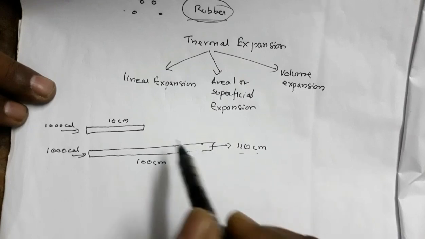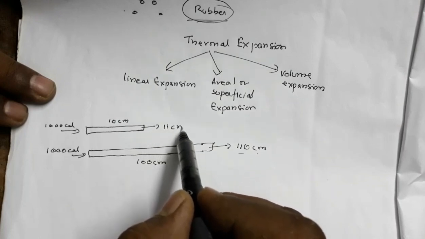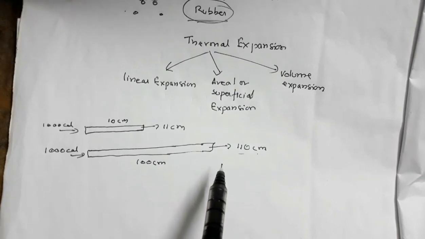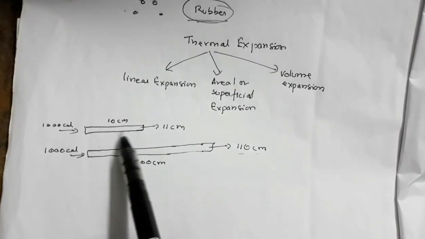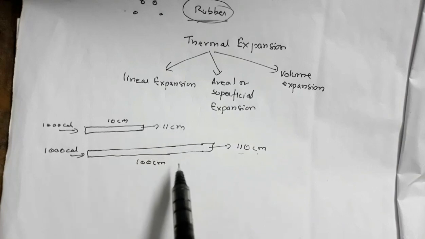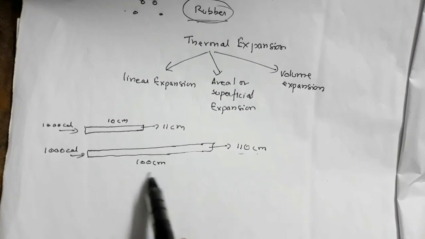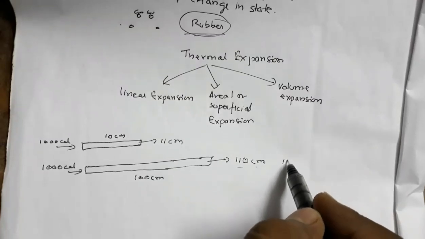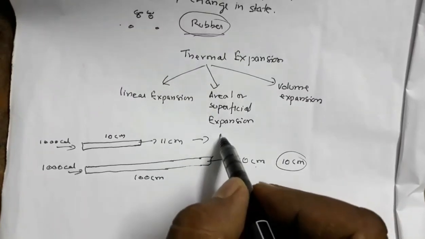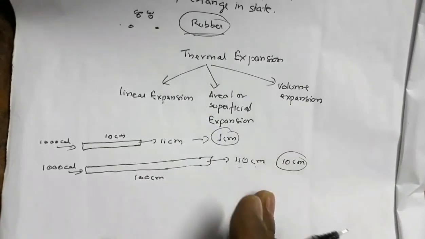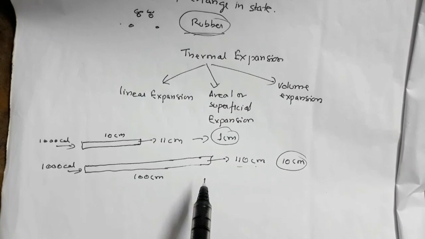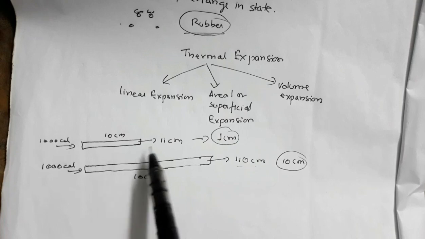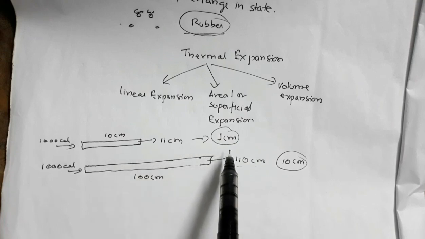So if 100 becomes 110, this 10 becomes 11, isn't it? If 100 is becoming 110, there is a 10% increase in length. For this 10 centimeter length rod, the final length will be 11 centimeter. So that means for this 100 centimeter length rod, the increase in length is 10 centimeter, but for this it is 1 centimeter. So that gives an idea that if the initial length is more, the increase in length is also greater. If the initial dimension is small, the increase in dimension is also small.